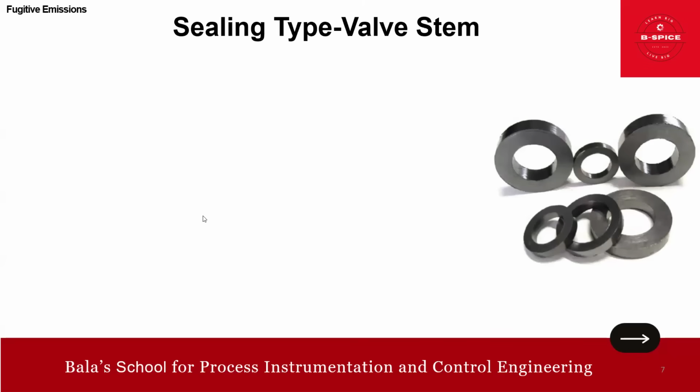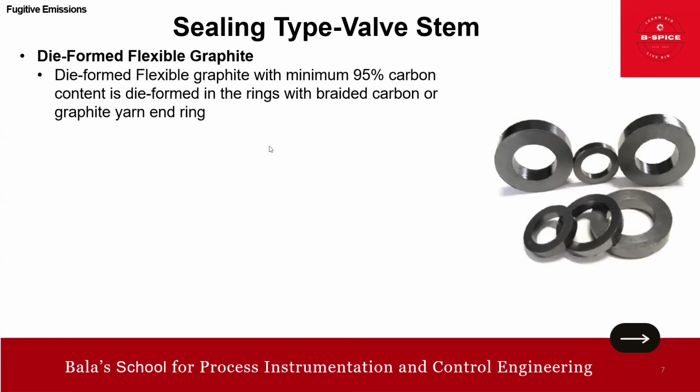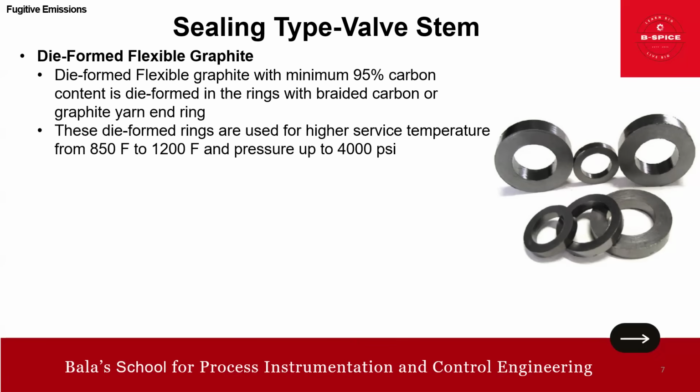Okay, so this is the look and feel of die-formed flexible graphite. Die-formed flexible graphite with minimum 95% carbon content. Just note down this 95% carbon content. It is die-formed into a ring, with braided carbon or graphite yarn in the ring. Okay, that is the construction. So these die-formed rings are used for higher service temperatures, 850 degrees Fahrenheit to 1200 degrees Fahrenheit, and pressure up to 4000 psi. Okay, very simple. Die-formed flexible graphite.